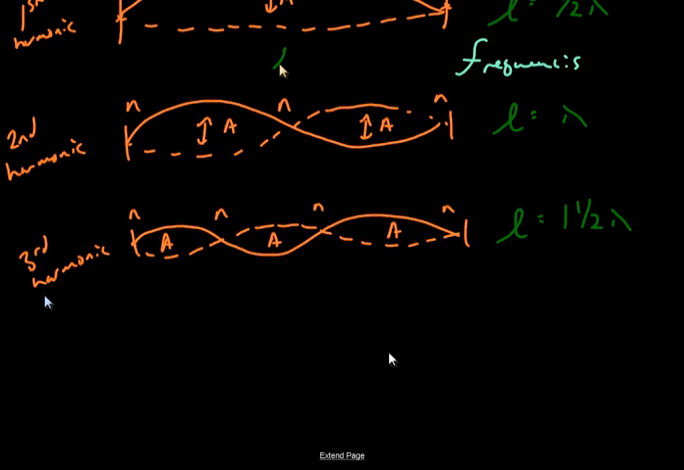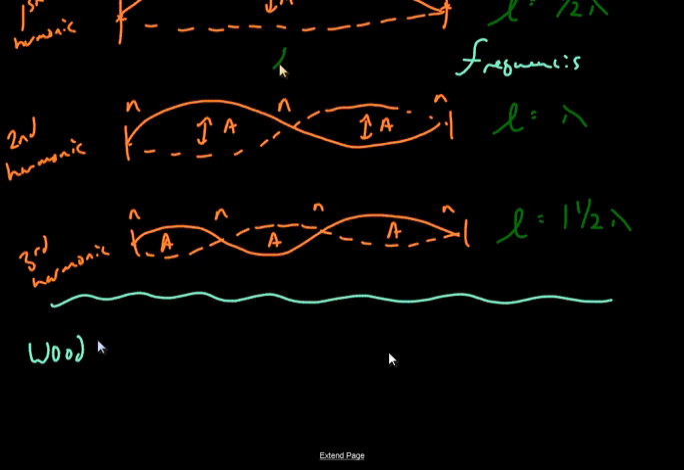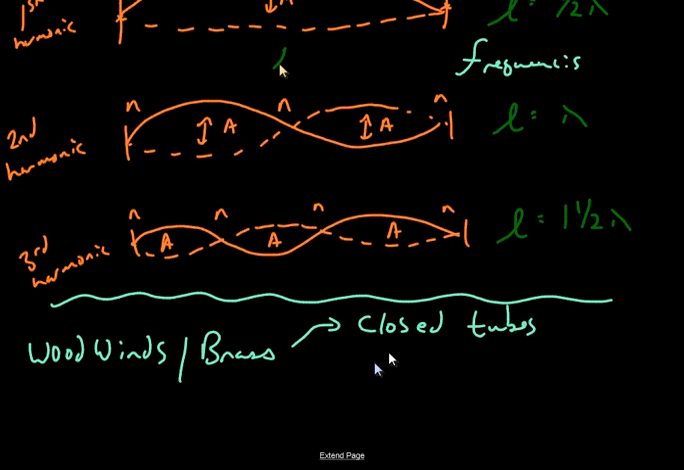So this is stringed instruments, but we also can have something like woodwinds or brass instruments, okay, which work in sort of a different way. And they are either in one set closed tubes, or in another set of instruments, open tubes, okay?